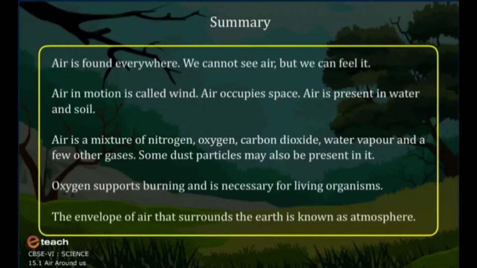Summary. Air is found everywhere. We cannot see air, but we can feel it. Air in motion is called wind. Air occupies space. Air is present in water and soil. Air is a mixture of nitrogen, oxygen, carbon dioxide, water vapor, and a few other gases. Some dust particles may also be present in it.